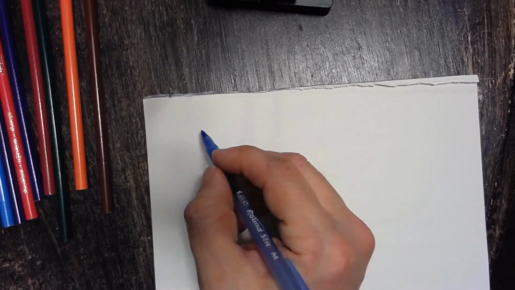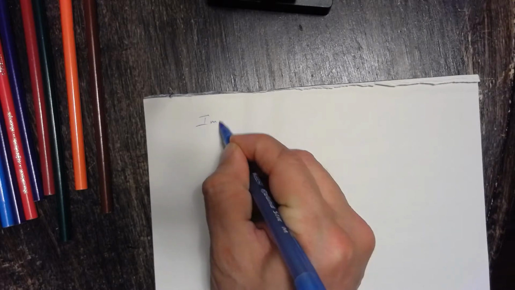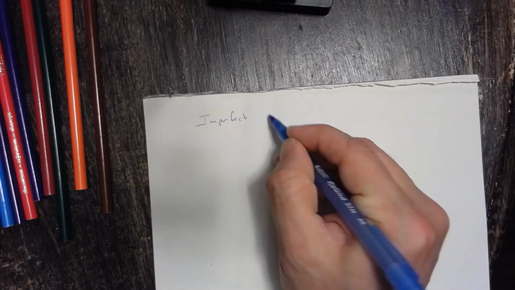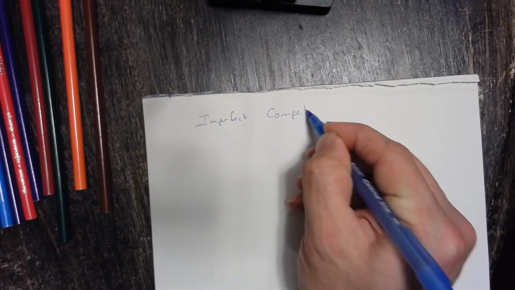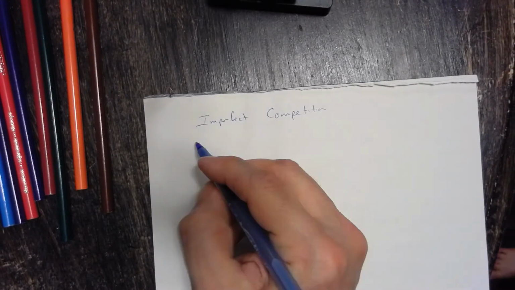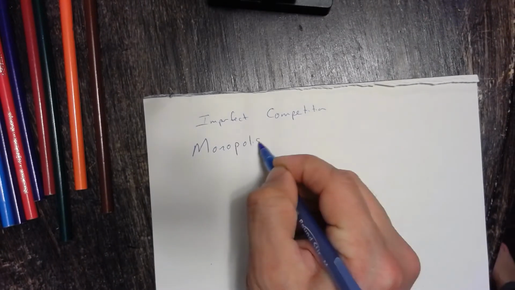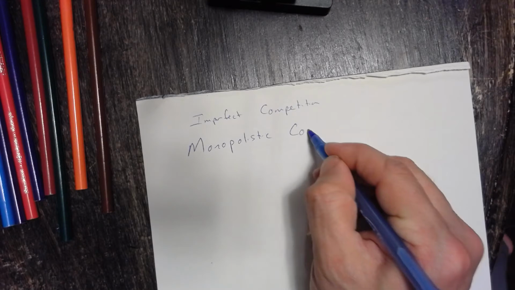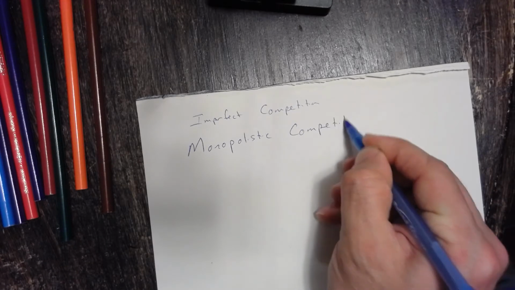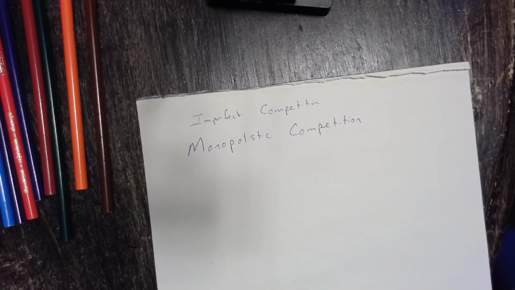All right, so this is video number 9, I believe, for this unit. And today we are going to jump to the other forms of imperfect competition. We are going to start with something called monopolistic competition. Now this seems to be a little bit of an oxymoron.